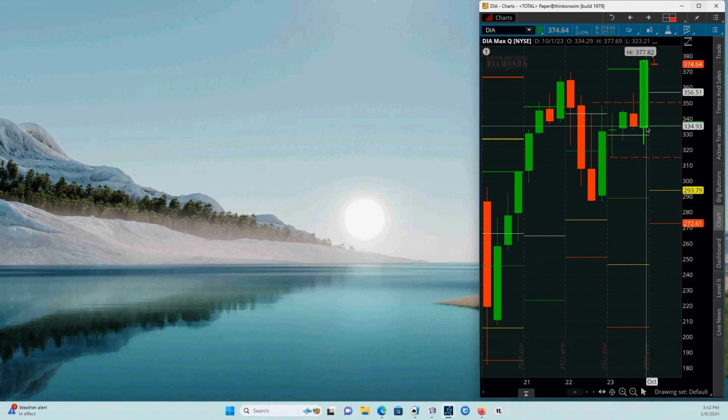We hung out down there just above pivot, below a supply level, but right now we're above that supply, and the sky is the limit for right now. So we just have to kind of wait and see what's going to happen here.